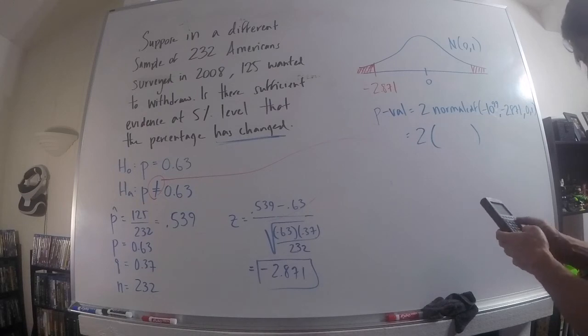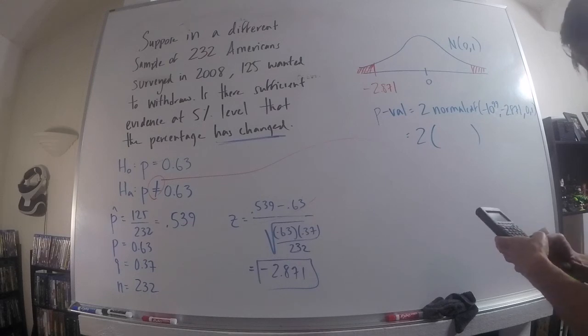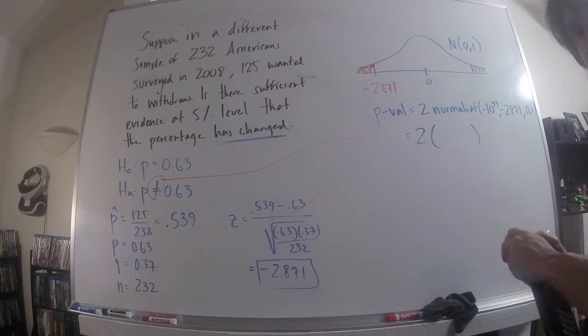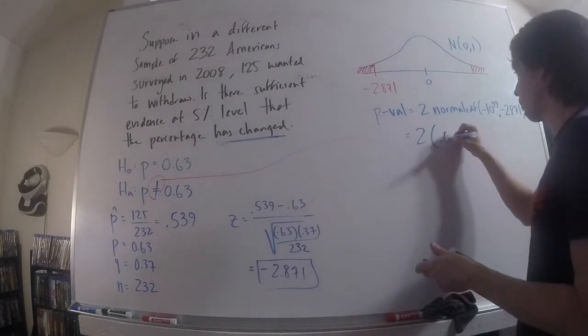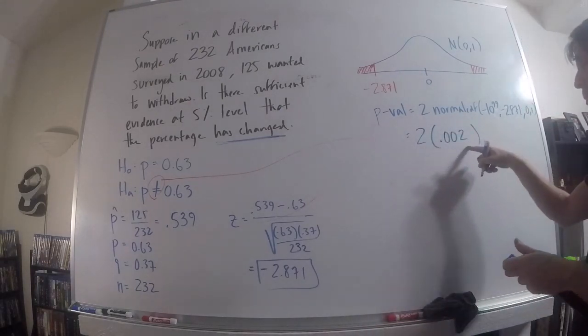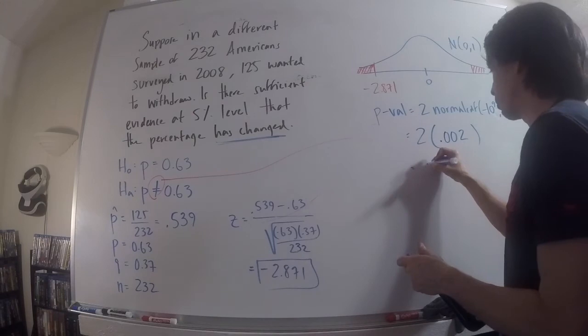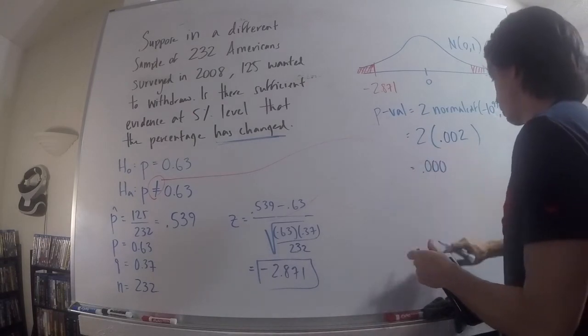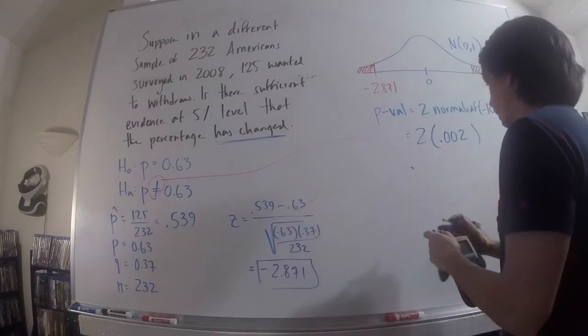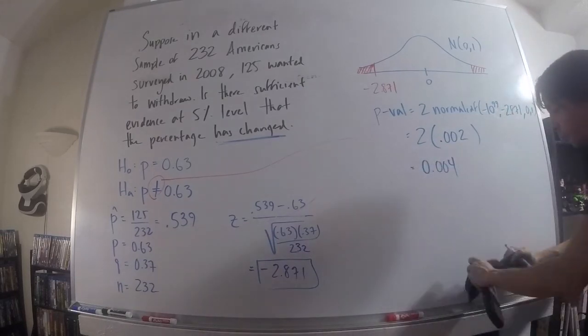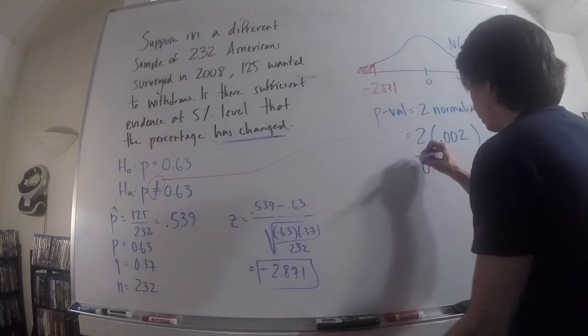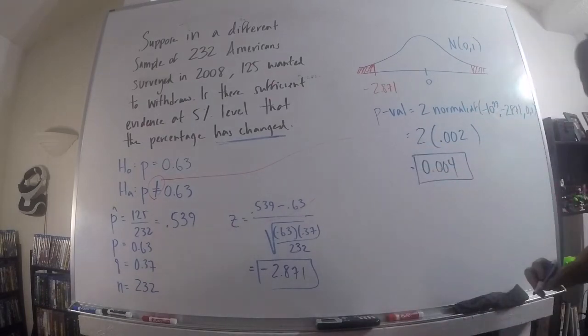Oh man, what happened? Okay, I got 0.002. Is that right? Yeah. That's less than 1%. Double it, that's still less than 1%. Oops, too many zeros. 0.004. That's 0.4%. That's my p-value, and I'm ready to make my comparison.